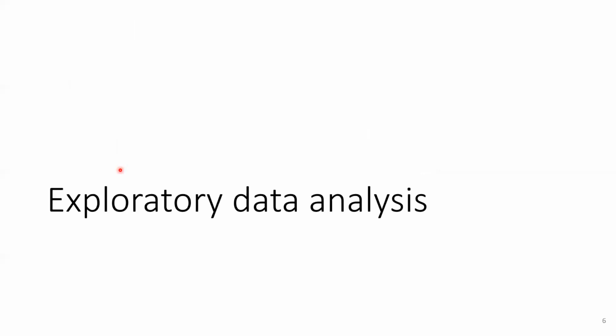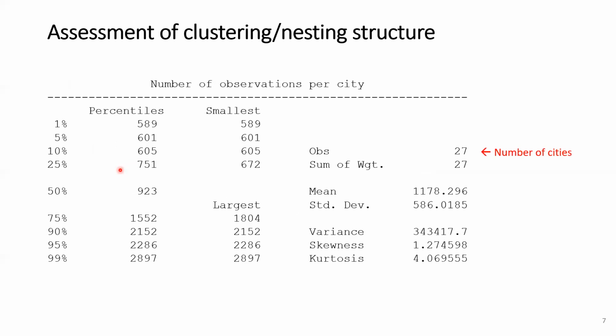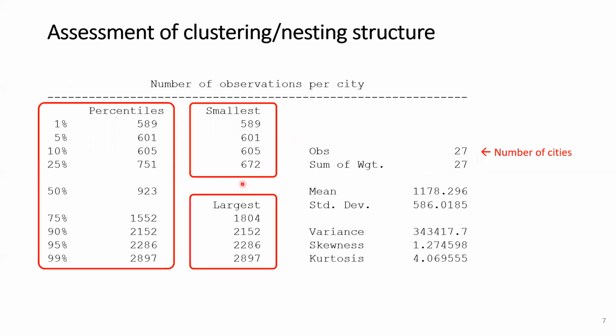So first of all, let's go to exploratory data analysis. This data set contains data of 27 cities. When we look at this statistic, the smallest city contains about 600 observations, and the largest contains 2,900. So here we don't have too much worry about the sample size. We have a sufficient number of data, I think, in general.